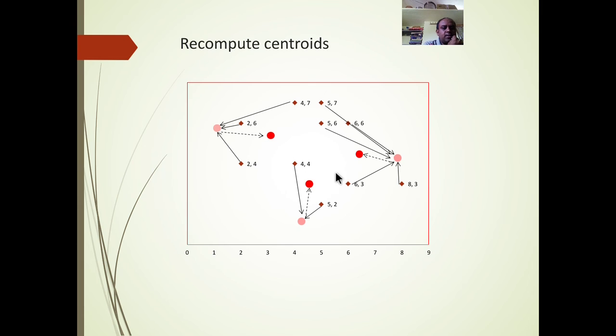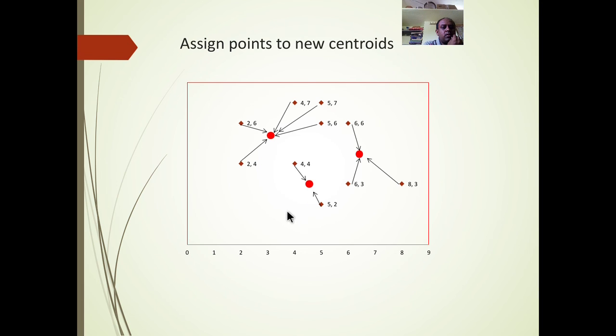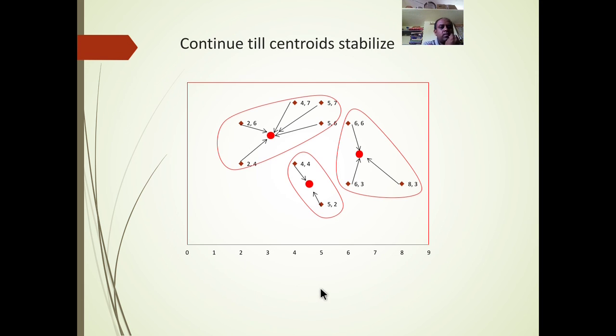Once it is done, we recompute the centroids to make the algorithm more efficient. So we can do one more grouping. See, now the centroids are stabilized, so the data values are now rearranged according to the new centroid points.